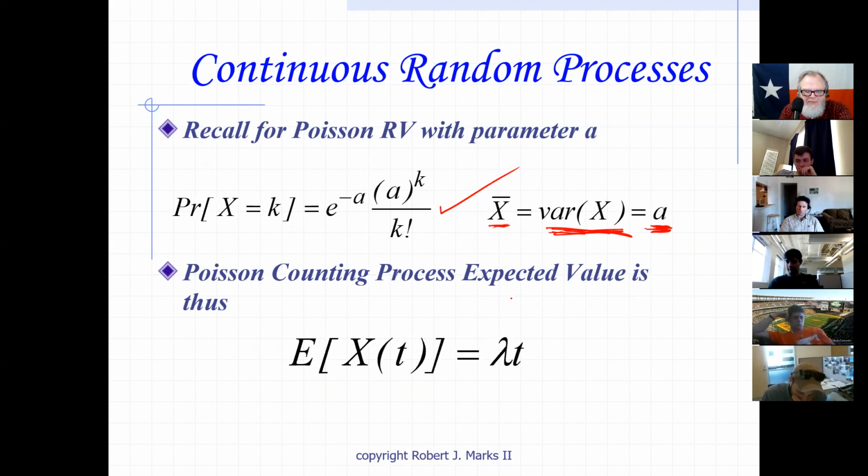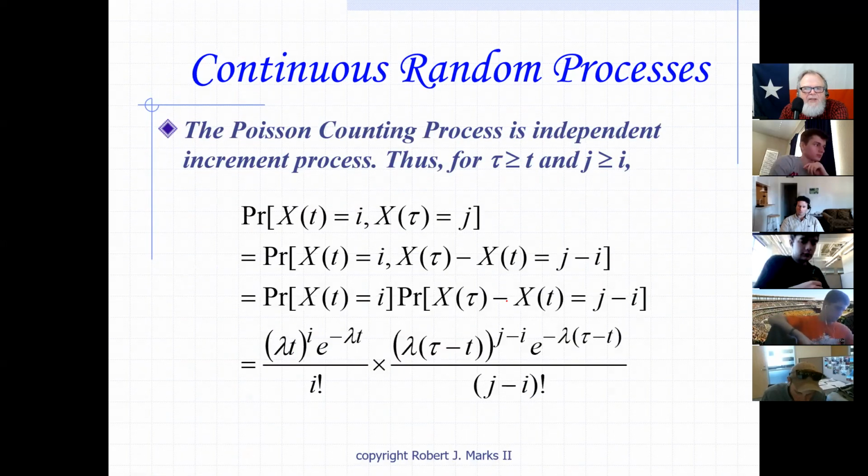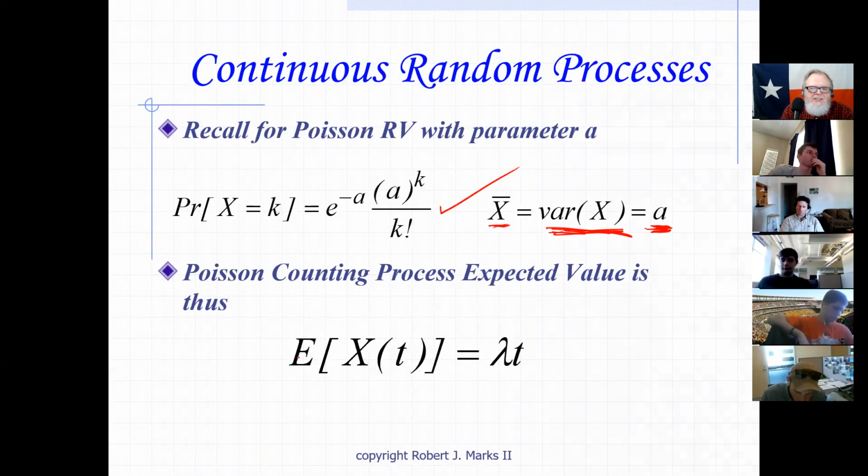We can apply the same thing to the Poisson counting process. We can say that the expected value of X of t is equal to lambda t. And this is also equal to the variance of X of t. They're both the same thing.